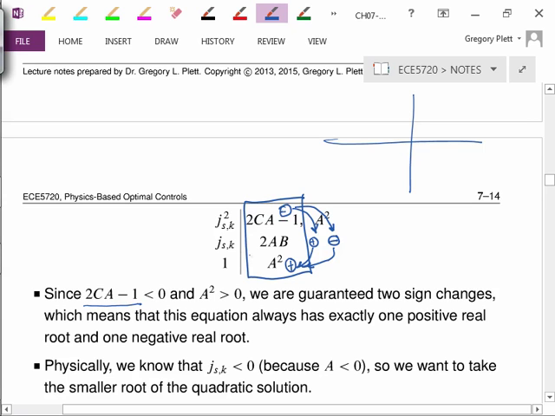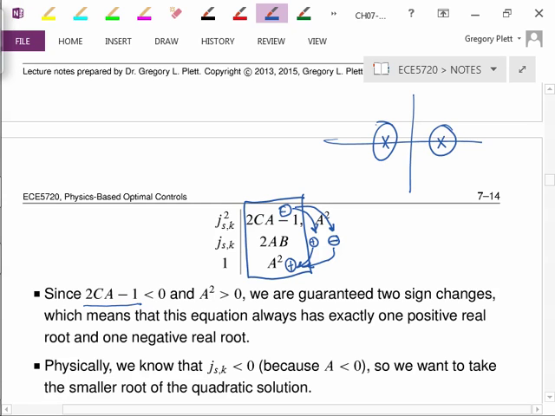I have exactly one sign change in my Routh array, which means I have exactly one root in the positive right half plane. And by the fundamental theorem of algebra, I either have real roots or complex conjugate roots. So if I have one root, it has to be real. So I have one positive real root, and I've got one negative real root.